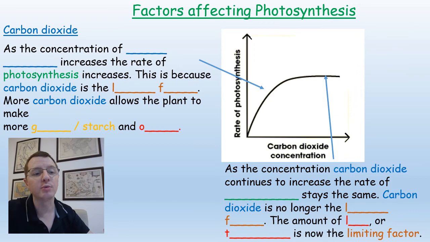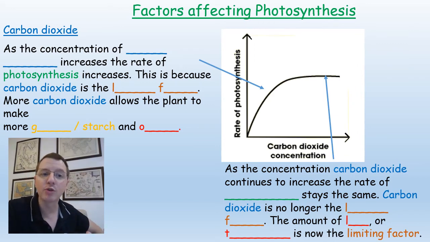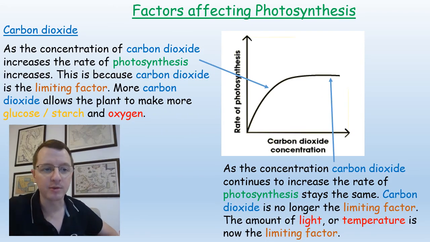So the next factor we're going to look at is carbon dioxide concentrations. Again, we've got a gap fill here, so just pause the video for a moment, have a think, write down the two paragraphs, sketch out the graph and see whether you can describe the effect of carbon dioxide on the rate of photosynthesis. So here are the answers.